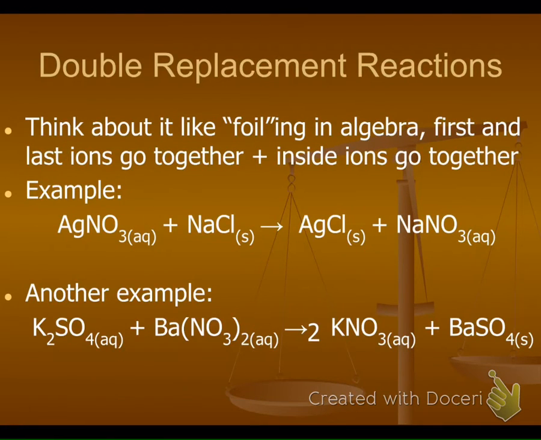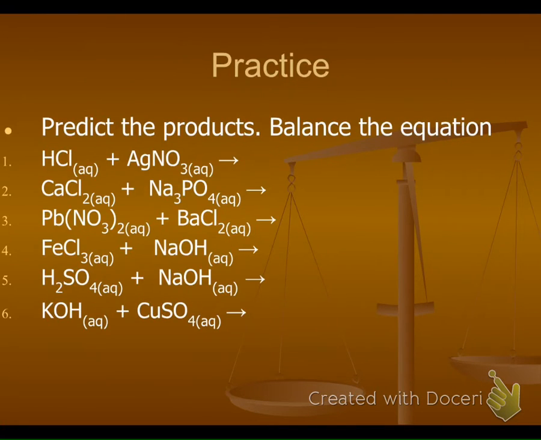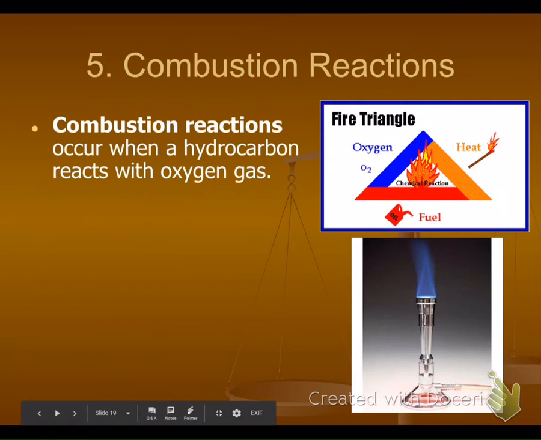It's kind of like the FOIL method in algebra. So you can think about it, the first ion, in this case Ag, typically goes with the last one, in this case chloride, and that means the middle two go together. So that's one thing you can use from your past to help you keep this straight. But again, we've already done that, and I don't want to spend a lot of time letting you sit through a video watching us do something we've already done. So that's double replacement.